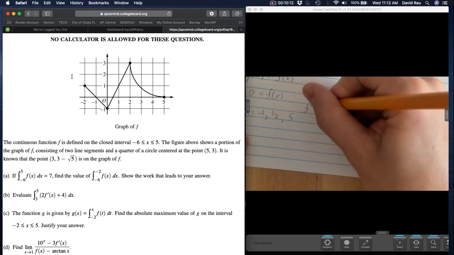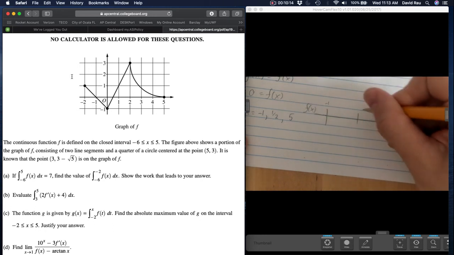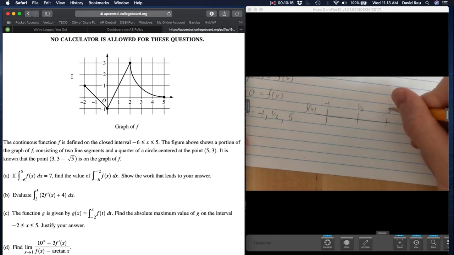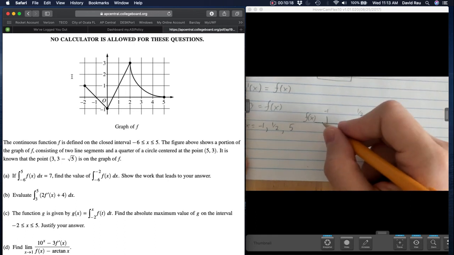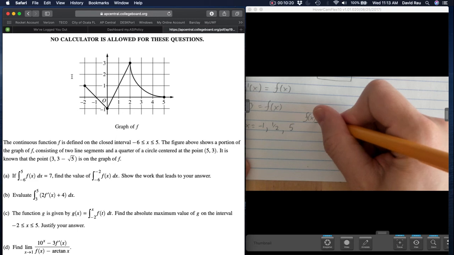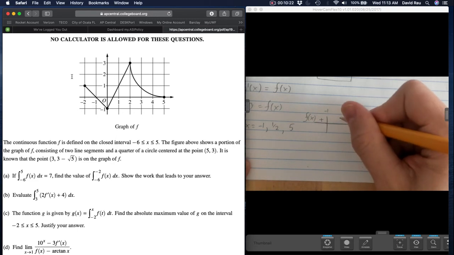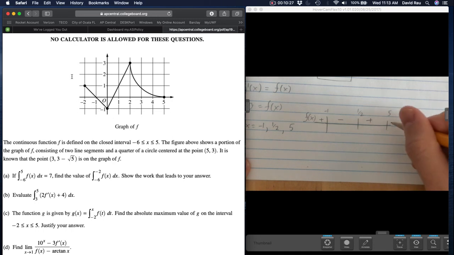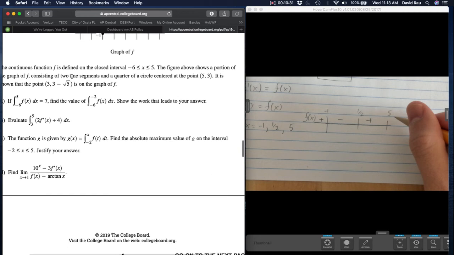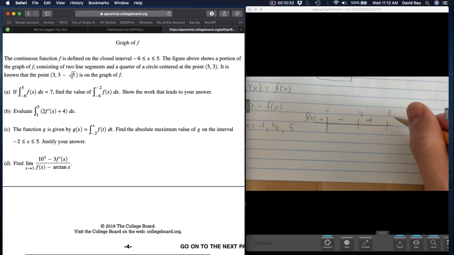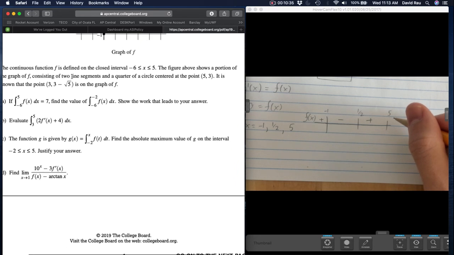So for f of x, we have -1, we have 1/2, we have 5. To the left of -1, f is positive. To the right of -1, it's negative until we get to 1/2 and it becomes positive again. And then from 5, well, it's just 0. And the point is to find the absolute maximum on g.